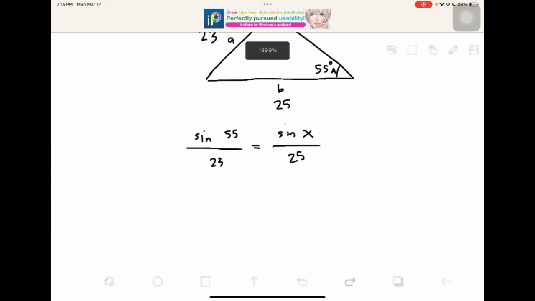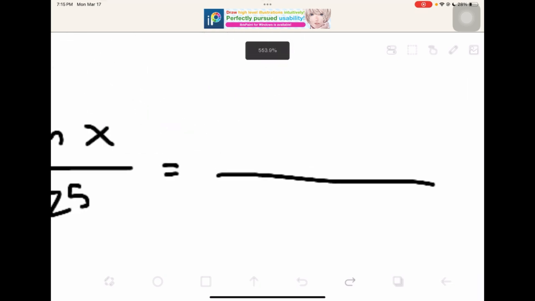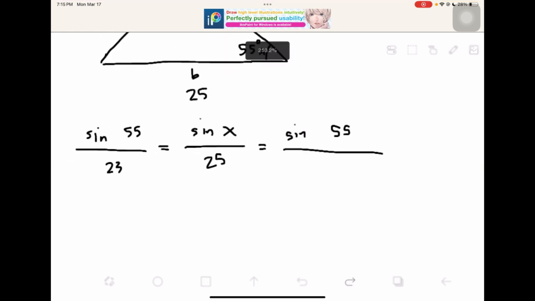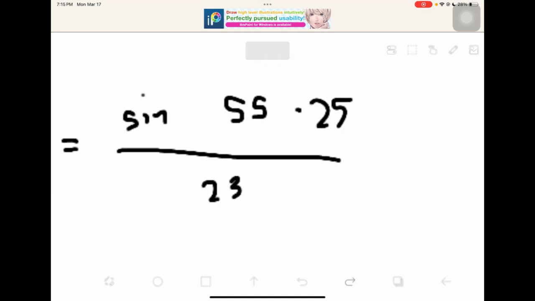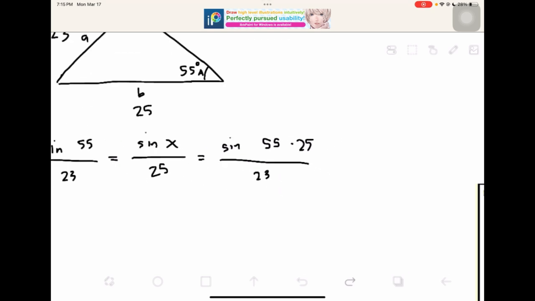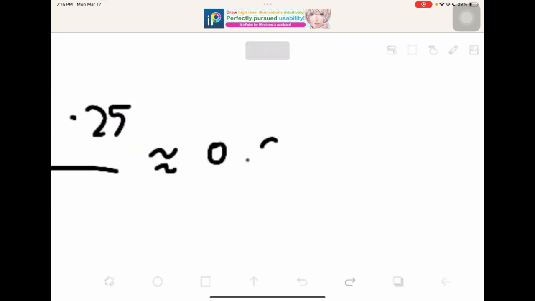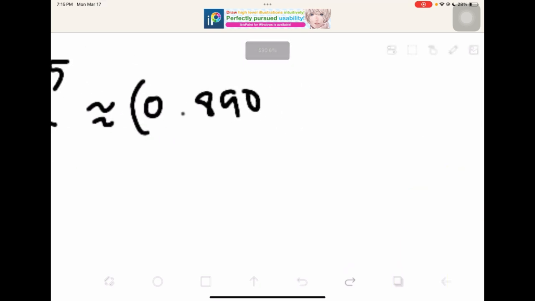So this is going to be a little interesting here. We're going to do the same thing again. We have sine 55 times 25 over 23. So let's put that into our calculator there. Sine 55 times 25 all over 23. Now, you might be surprised, why do we get such a small number? We get 0.890.